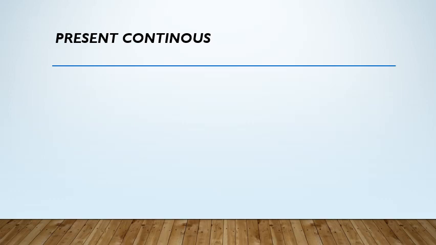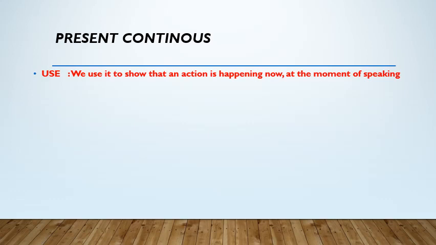Now let's move on to talk about the present continuous. So what is the form, what are the uses, and of course what are the time expressions associated with it. So one use of the present continuous is to show that an action is happening now at the moment of speaking. So before we see an example, let's see how do we form the present continuous.